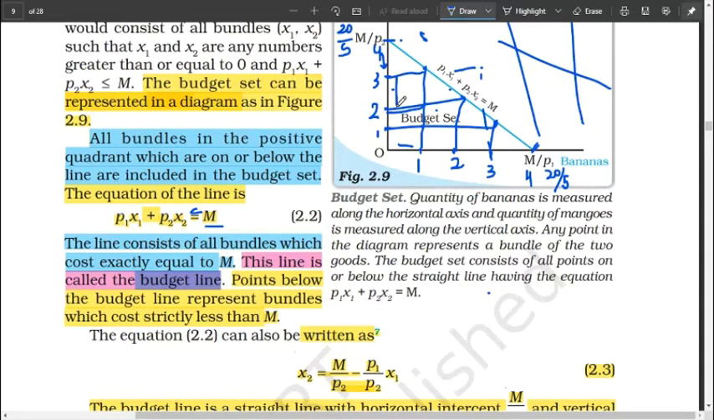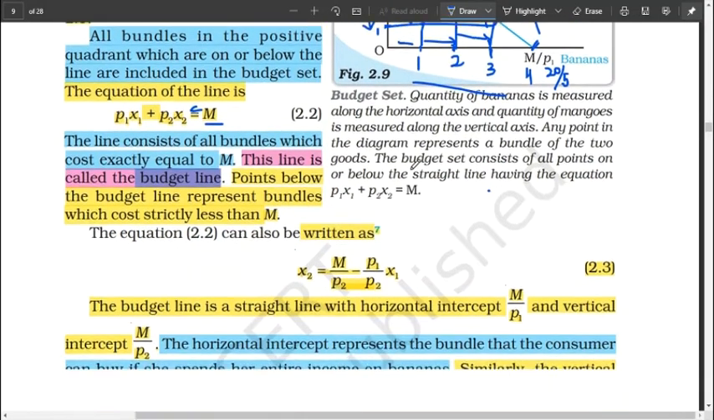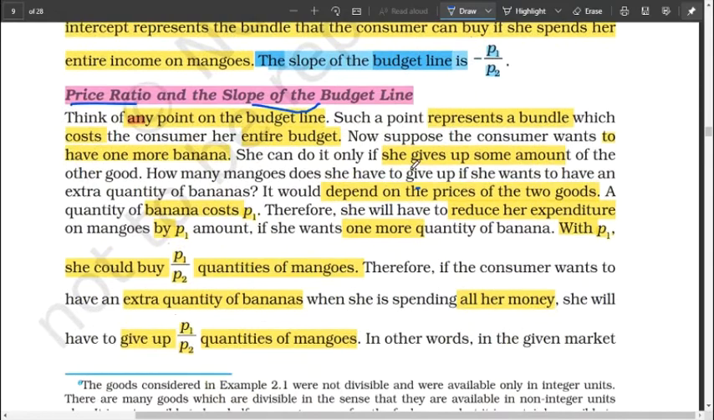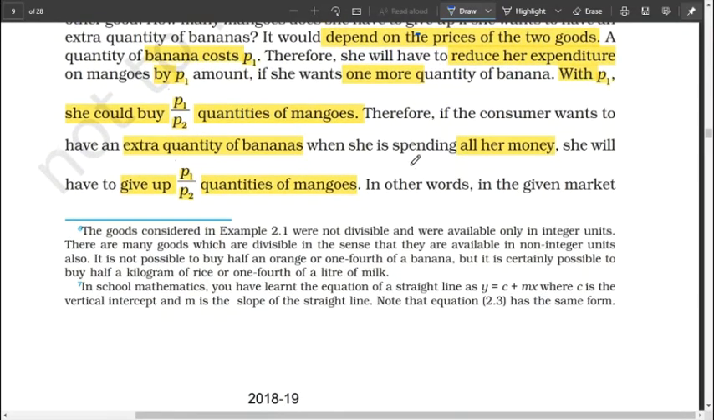You have to give up 1 more, from 3 to 2, if you want to spend 1 more on bananas. Similarly, 1 more you have to sacrifice to be able to buy more bananas. You cannot have more of both because you have only the budget M. You have only 20 rupees. So if you want to have more bananas, you have to buy fewer mangoes. You have to substitute. That is the meaning of minus 1. You have to give up, you have to reduce.